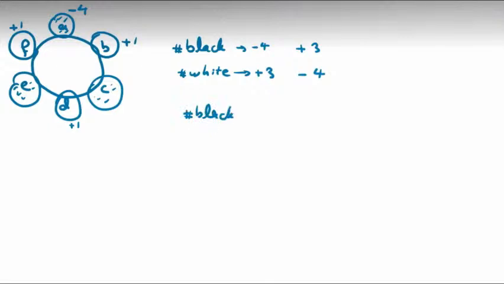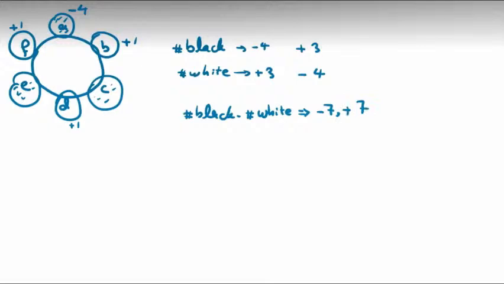Now, if I consider, for example, let's consider black will be -4 and white will be plus 3. Or white will be -4. It depends on which cell we select. So we can say black minus white. In the first case, it will be -7. The change in the second case will be +7.